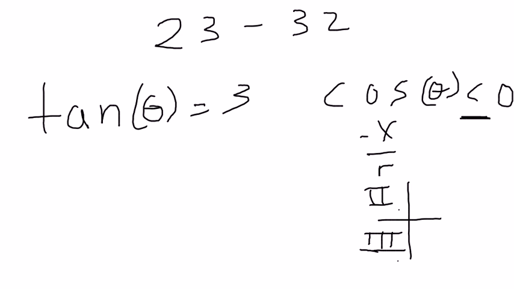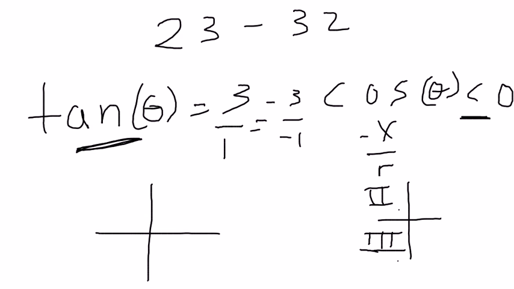Right, the other piece of information I'm given is tangent is 3. Well, that's 3 over 1, but it could also be negative 3 over negative 1, because negative 3 over negative 1 would also be 3. So which two quadrants could I be in for tangent? Well, according to the sheet, when tangent is positive, tangent is in quadrant 1 or quadrant 3.